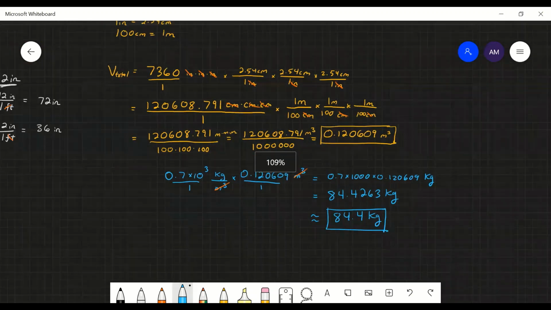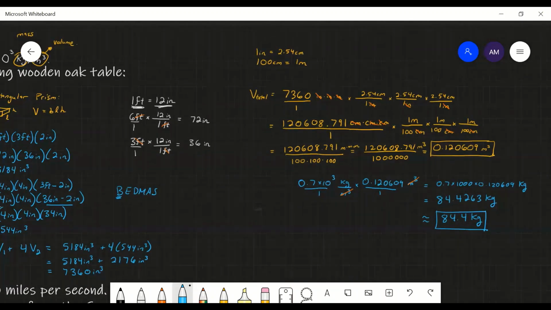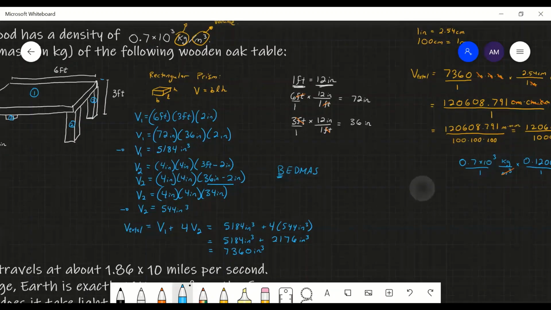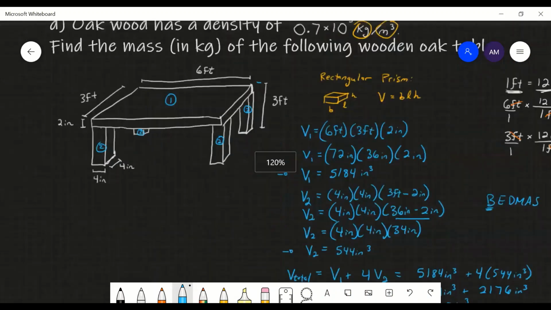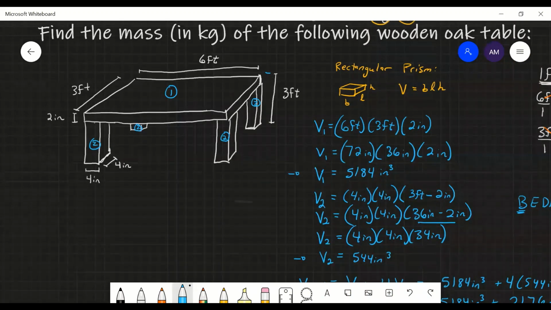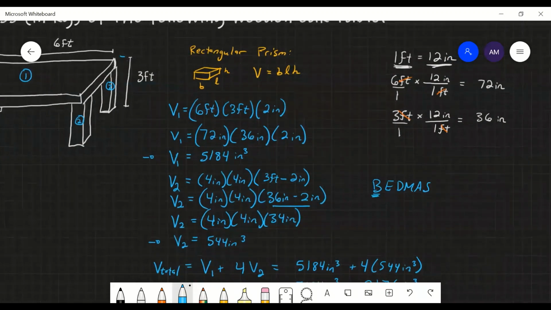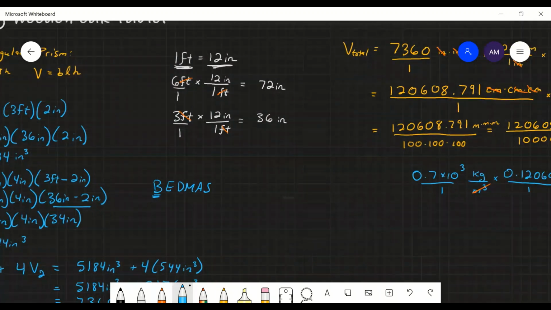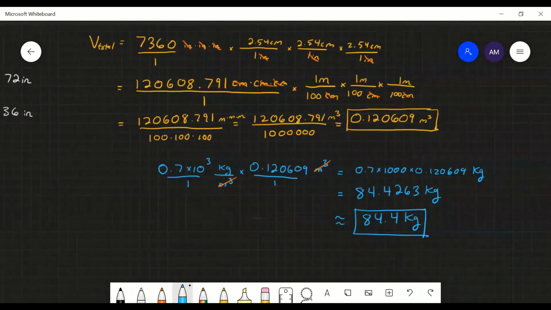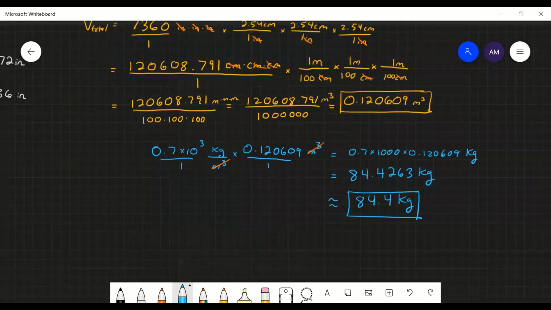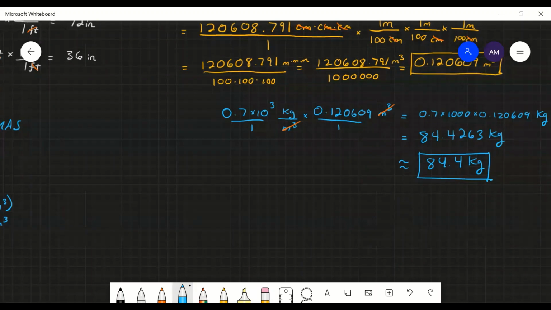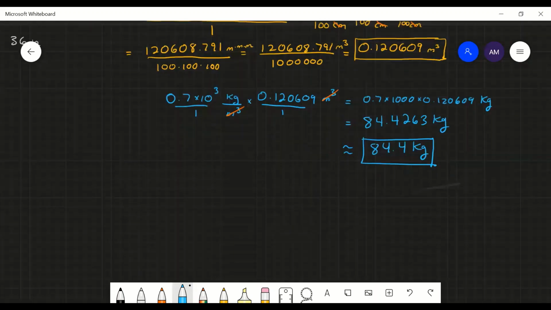So it's all about getting the same units. We started off in feet. We had to convert all of those feet into inches, all of the inches into centimeters, all of the centimeters into meters, and then all of the meters into kilograms using the density that we were given for the material. And that should be our answer.